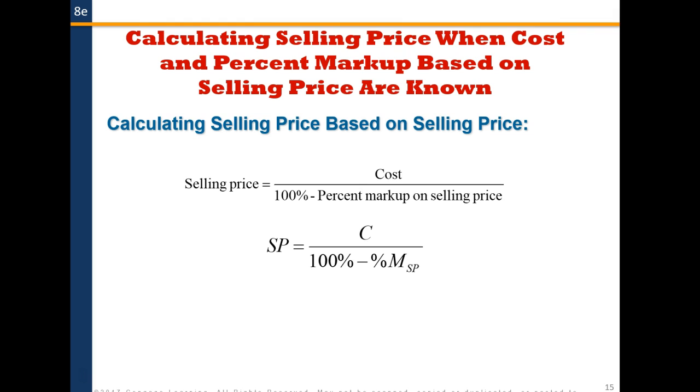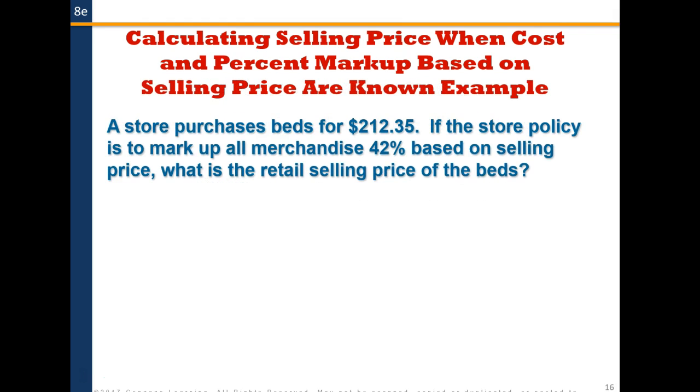So let's take a look at calculating the selling price when we know the cost and the percent markup. This is the equation we're going to use. The selling price equals the cost divided by 100% minus the percent markup on selling price. So a store purchases beds for $212.35. If the store policy is to mark up all merchandise 42% based on the selling price, what is the retail selling price of the beds?